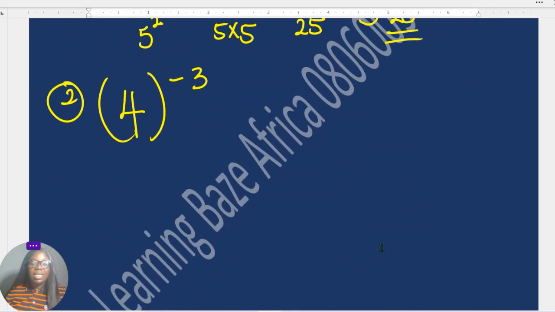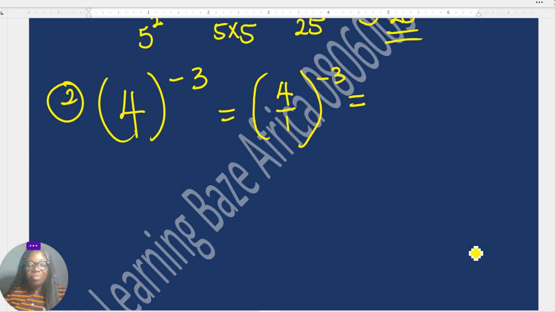The next one says 4 raised to power minus 3. The same thing applies here. 4 is the same thing as 4/1 because all whole numbers are divisible by 1. So 4/1 raised to power minus 3. Now to get rid of the minus sign, turn this number upside down. That will be 1/4 all raised to power 3. The minus sign has been taken out.